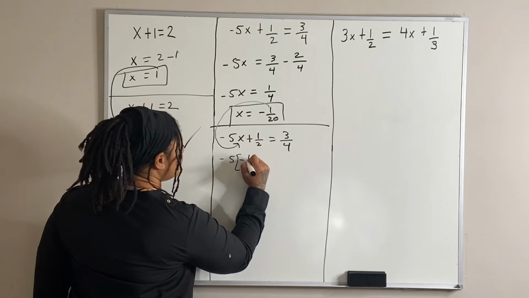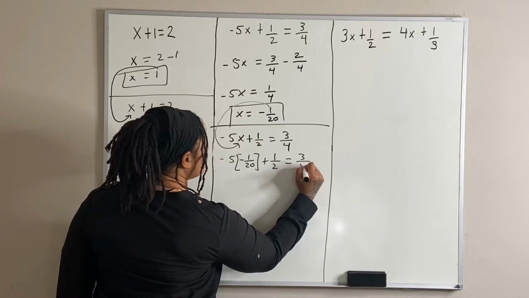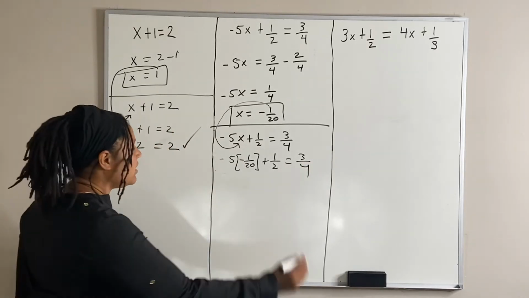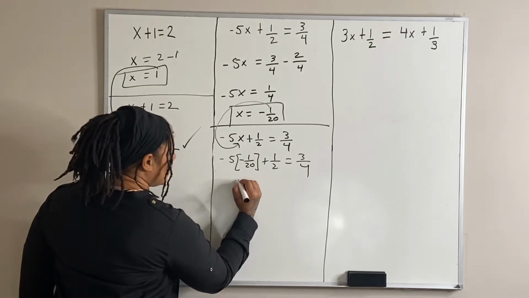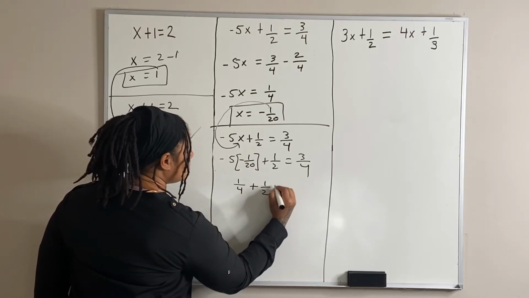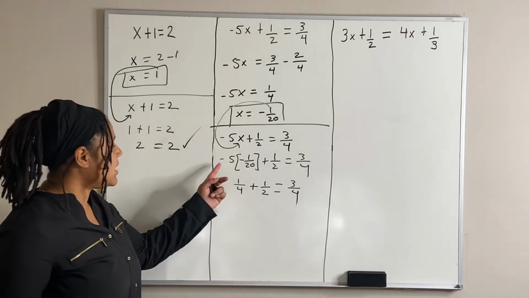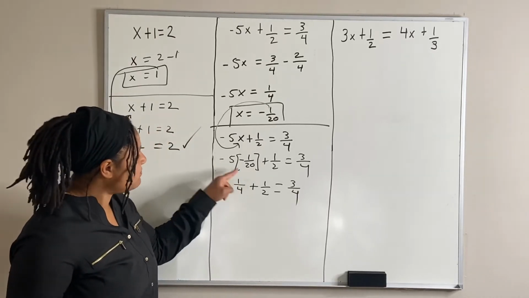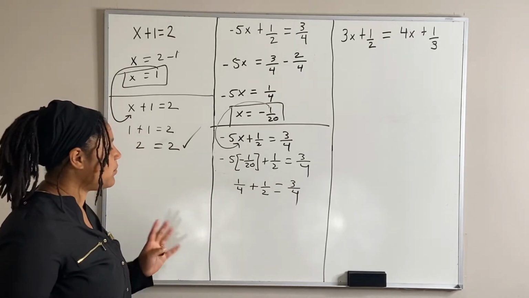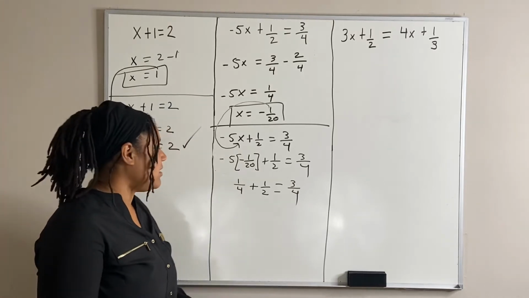So I'm going to say 20 plus 1/2 is equal to 3/4. All I did was plug in my X. Now it is just computation from here. So this will be a positive 1 over 4 plus 1 over 2 is equal to 3 over 4. Now, why is this positive 1 over 4? Because a negative times a negative is a positive, and 5 goes into 20 4 times, okay? So you may want to refresh your memory on how to multiply, add, and subtract fractions.